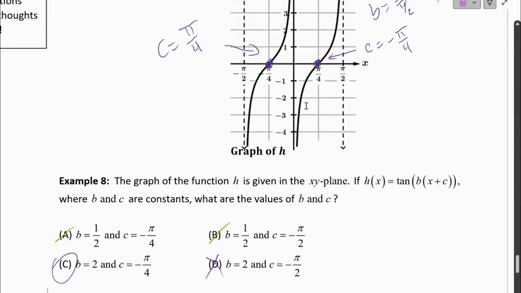Again, you're using all your same knowledge that we've been using for sine and cosine. We're just applying it to tangent functions. And yeah, the biggest difference is that period is pi over b as opposed to 2 pi.